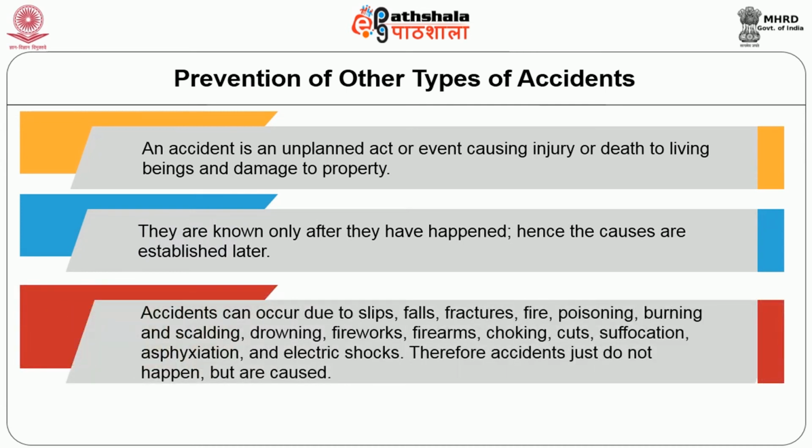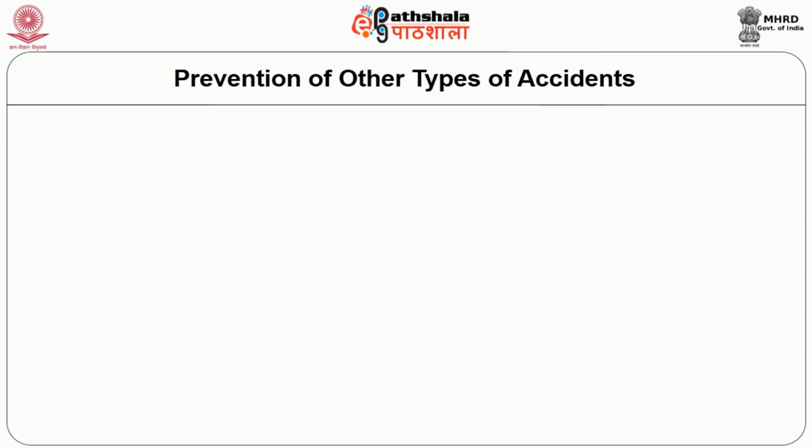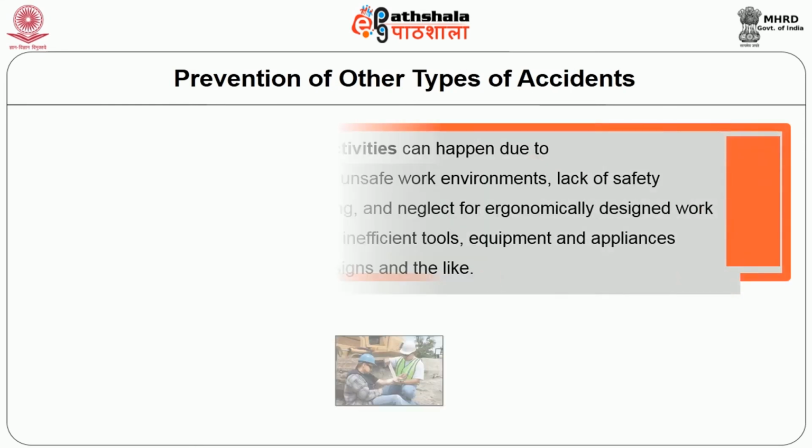Accidents can occur due to slips, falls, fractures, fire, poisoning, burning and scalding, drowning, fireworks, firearms, choking, cuts, suffocation, asphyxiation and electric shocks. Therefore, accidents just do not happen but are caused. Likewise, the situation also warrants finding out why they are caused. Lack of foresight and carelessness, you will agree, are responsible for many such events.